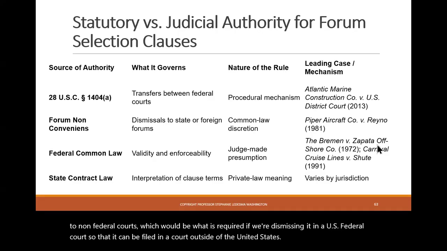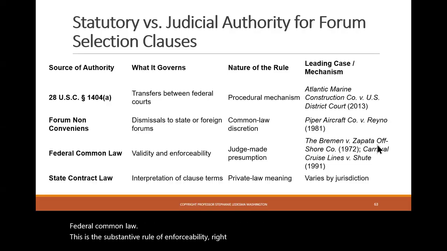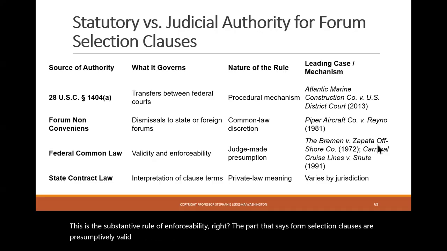Third, federal common law row. This is the substantive rule of enforceability, right? The part that says forum selection clauses are presumptively valid unless enforcement would be unreasonable or unjust. That's the rule that comes out of Bremen.